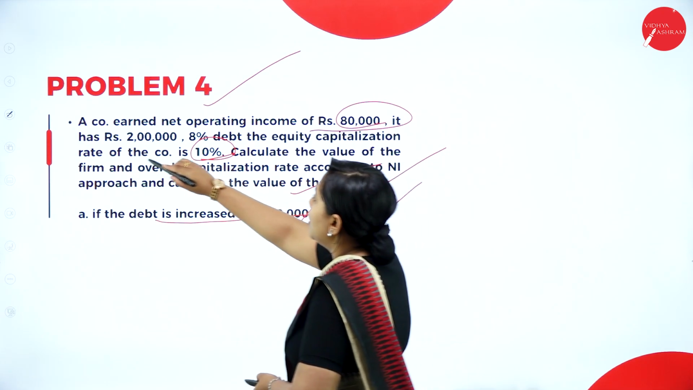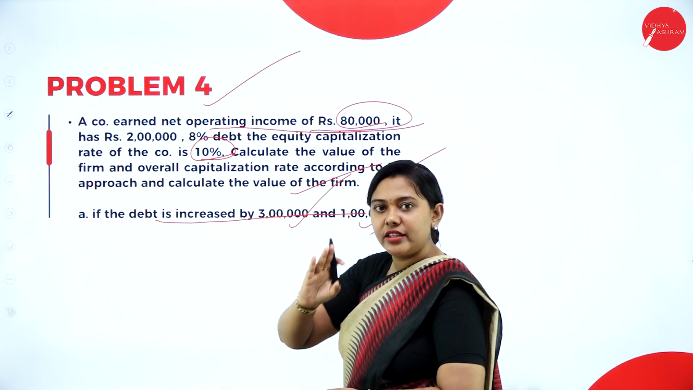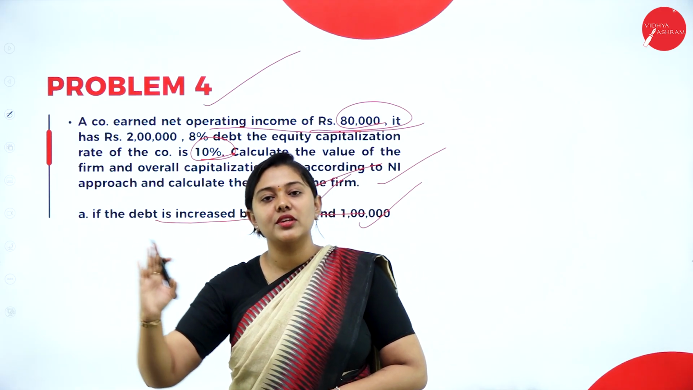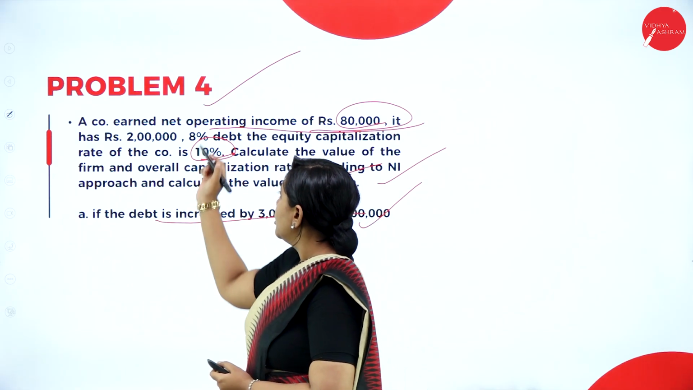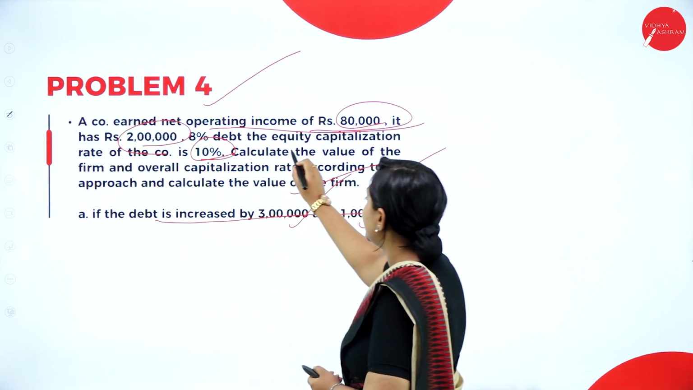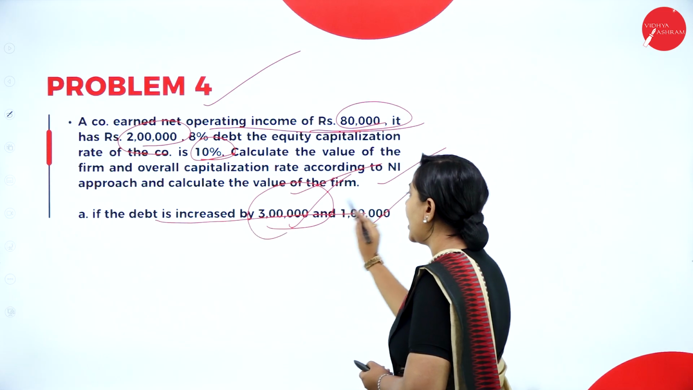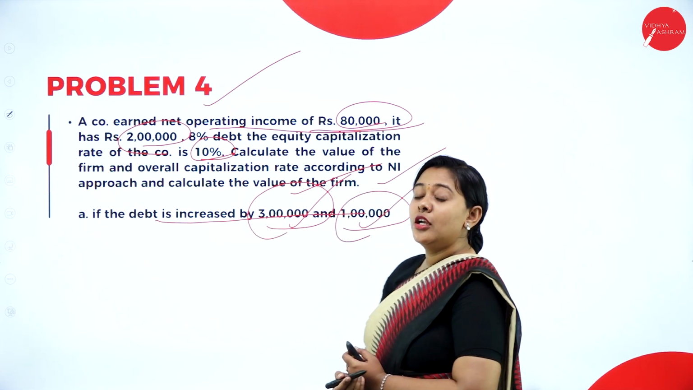See here, a company earned net operating income is 80,000. Since 3 calculations have to be done, because one is 2 lakh 8% debt is used, the debt has been increased by 3 lakh, and the debt has been decreased by 1 lakh.